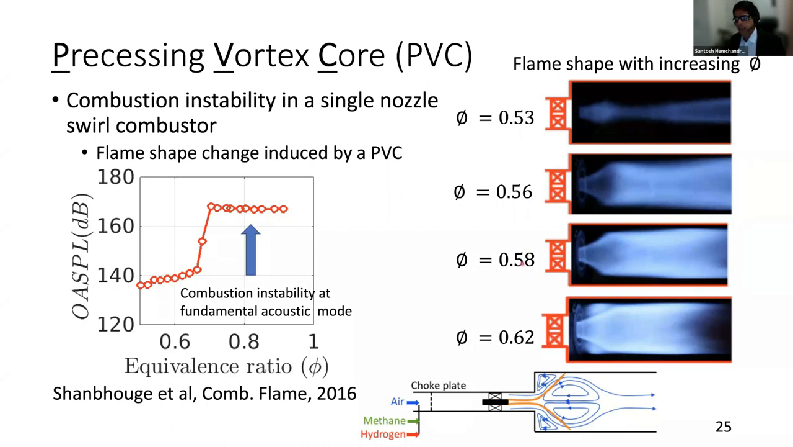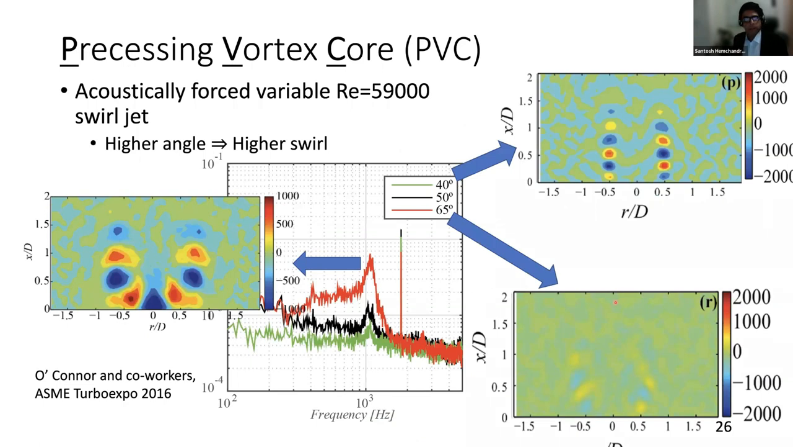And then you see that as you go from 0.58 to 0.62, the flame has now closed on itself. Here it's stabilized only in the inner shear layer, but now it's stabilized on the outer shear layer as well. So you have this envelope flame-like structure, and this envelope flame-like structure now results in combustion instability. So even though the PVC by itself doesn't generate heat release oscillations, it can induce flame shape changes and have other impacts that can then lead to combustion instability. So we decided to study this.